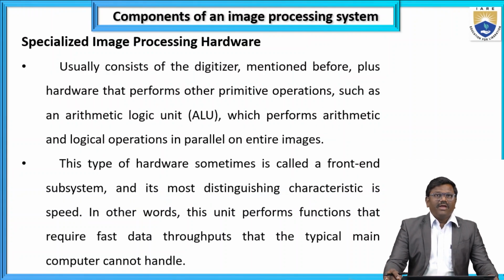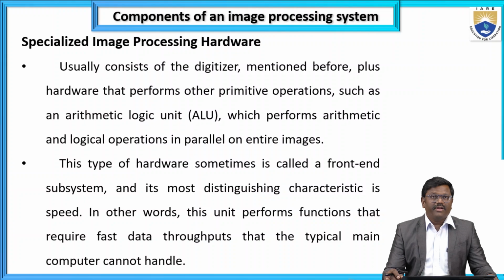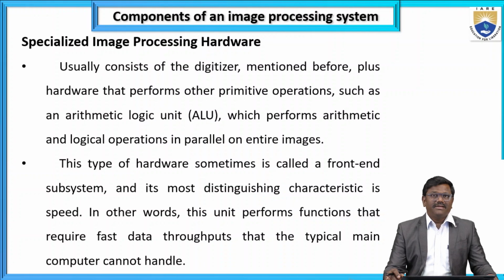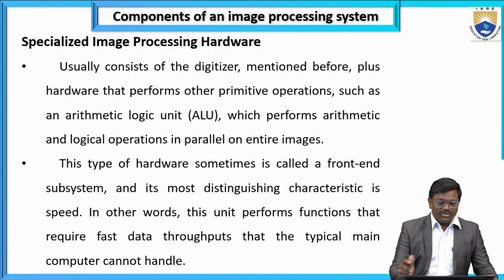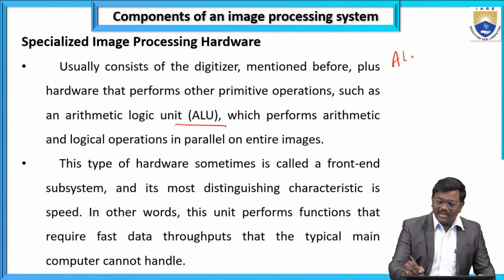We also have to be aware of the specialized image processing hardware, which under the components of an image processing system usually consists of the digitizer mentioned before plus hardware that performs other primitive operations such as an arithmetic logic unit, which we call ALU. ALU is the arithmetic and logic unit, which performs arithmetic and logical operations in parallel on entire images. ALU operations are classified into two categories.